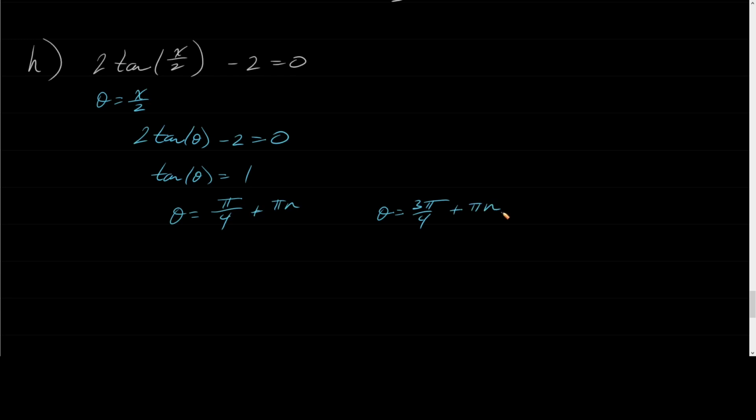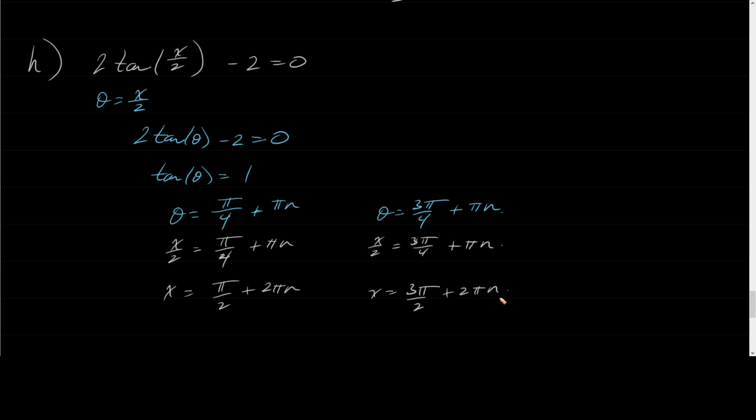Now, the next thing we need to do here is, well, the problem wasn't about theta. It was about our x over here. So we're going to say that x over 2 is equal to pi over 4 plus pi n, or x over 2 is equal to 3 pi over 4 plus pi n. Multiply both sides by 2. x is equal to pi over 2 plus 2 pi n, or x is equal to 3 pi over 2 plus 2 pi n. All right. Notice that when I multiply a quarter times 2, they reduce, and I end up with just 2 there.